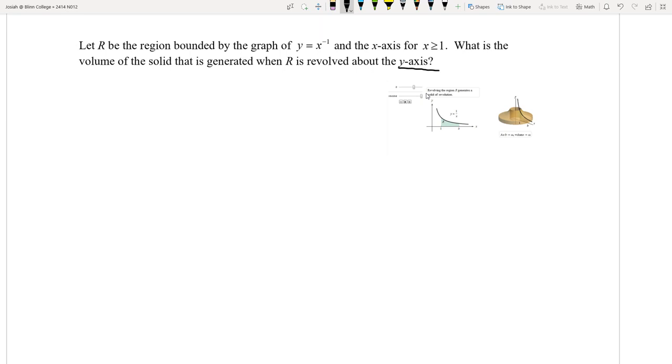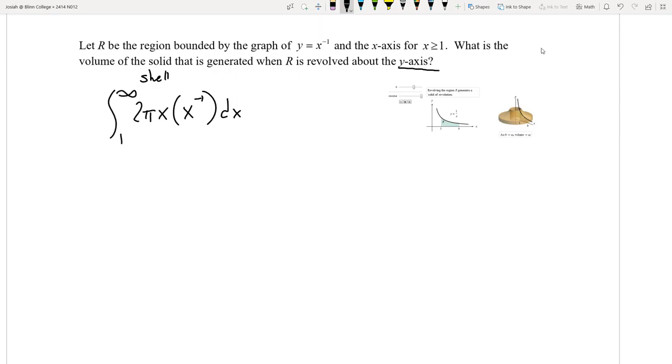And again, we're going to want to leave it there as much as possible. So we have a function in x revolved about the y-axis. We're going to have to use the shell method. So we'll do 2 pi x times x to the negative first. And we'll go ahead and take this from, again, 1 to infinity.